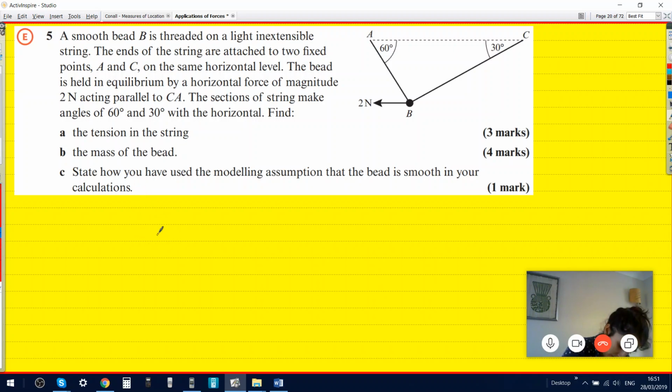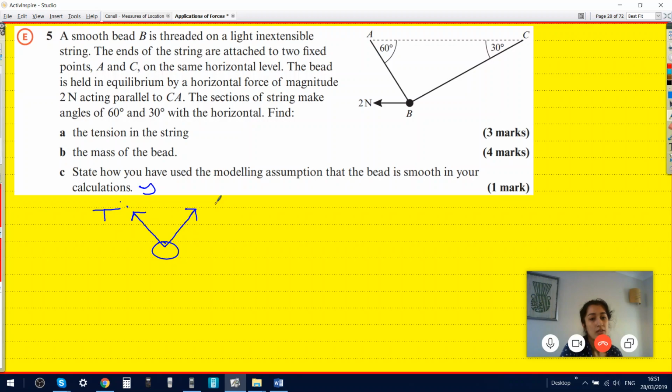Then we have 2n. Then we have A. And then we have a dotted line. And C. And there's 30 degrees. That's a right angle. That's 60 degrees.